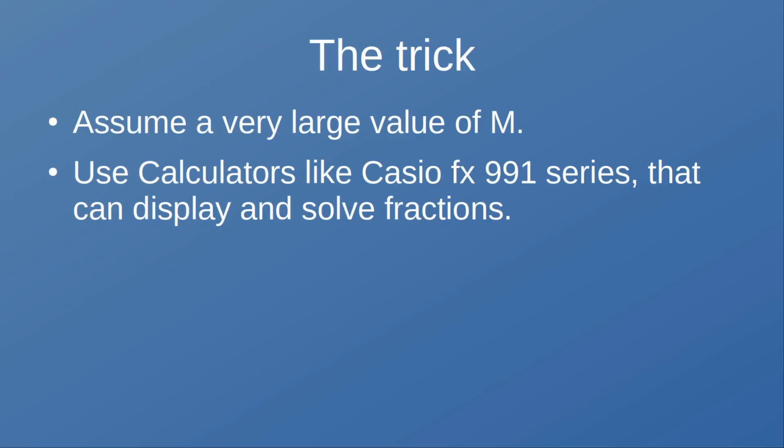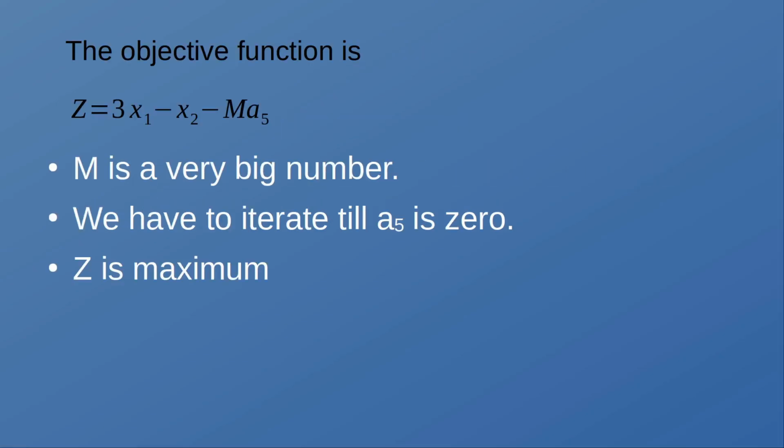What is the trick involved here? The trick involved here is that you have to assume a very large value of M. Now, the idea in the previous slide also is that M is a very, very large number. So unless I iterate till A5 is 0, I will never get the maxima.